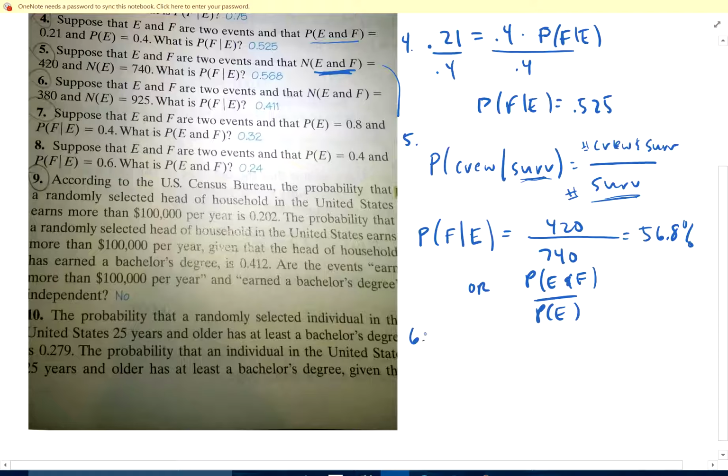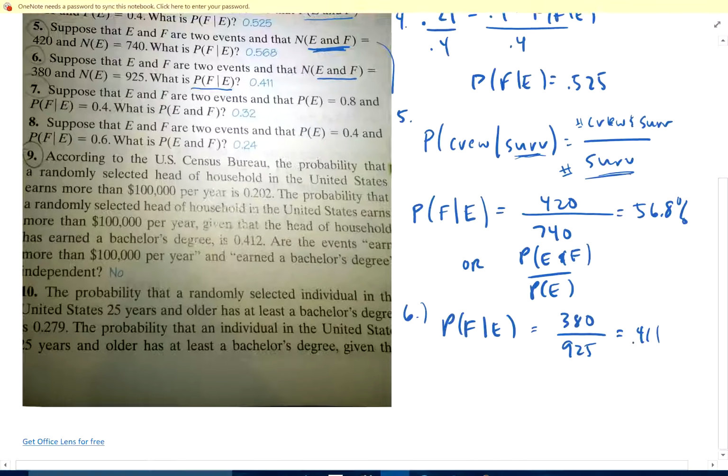So number 6, probability of F given E, right here, is, I'm only interested in E's. How many are E's? 925. And of those 925, how many of them are F's? Well, that would be E and F, which is 380. Okay, and that's 0.411. Okay. And 7.